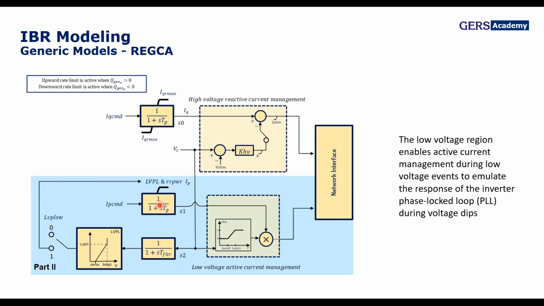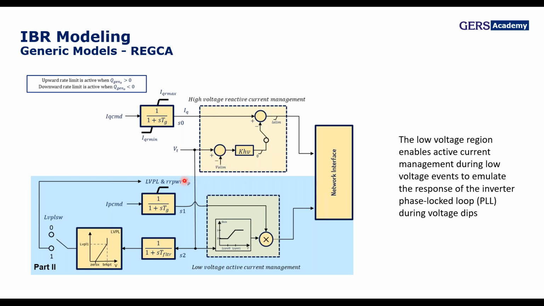And the other one is related with the low voltage active current management. It measures the active current and, depending on the voltage, generates a smaller or a higher value of active current. This one tries to represent the response of the PLL during voltage dips.